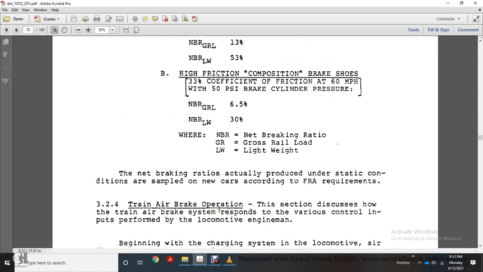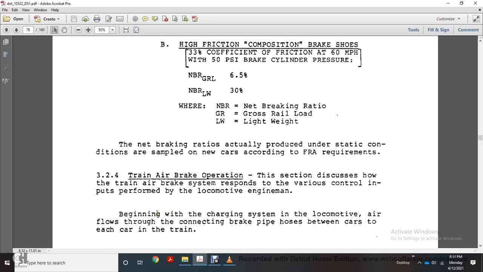Net braking ratio is actually produced under the static conditions that are sampled with the new cars according to the FRA requirements. Train air brake operation. This section discusses how the train air brake system responds to the various control inputs of the locomotive engineer, beginning with the charging system of the locomotive, the air valve, through the brake pipe connected with the hose between each of the cars in the train.